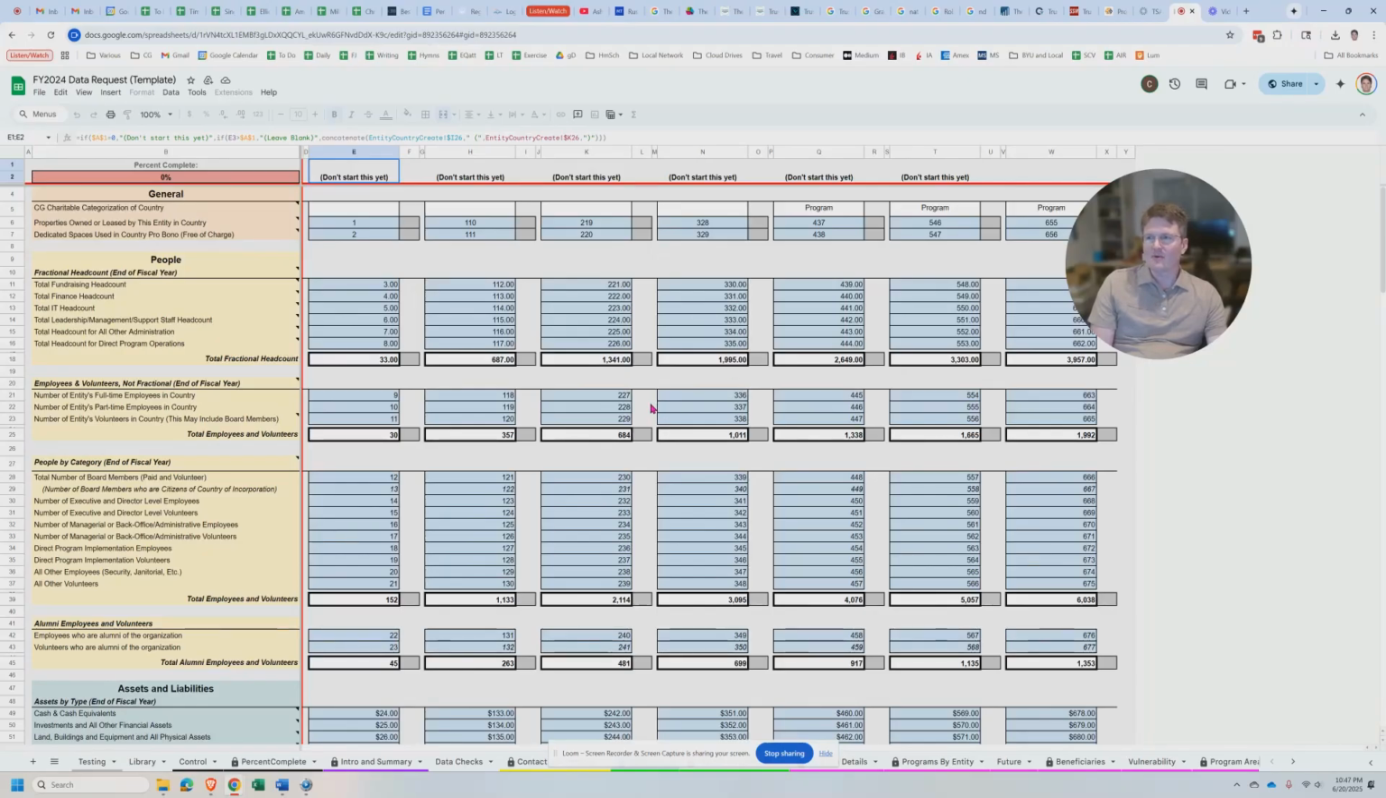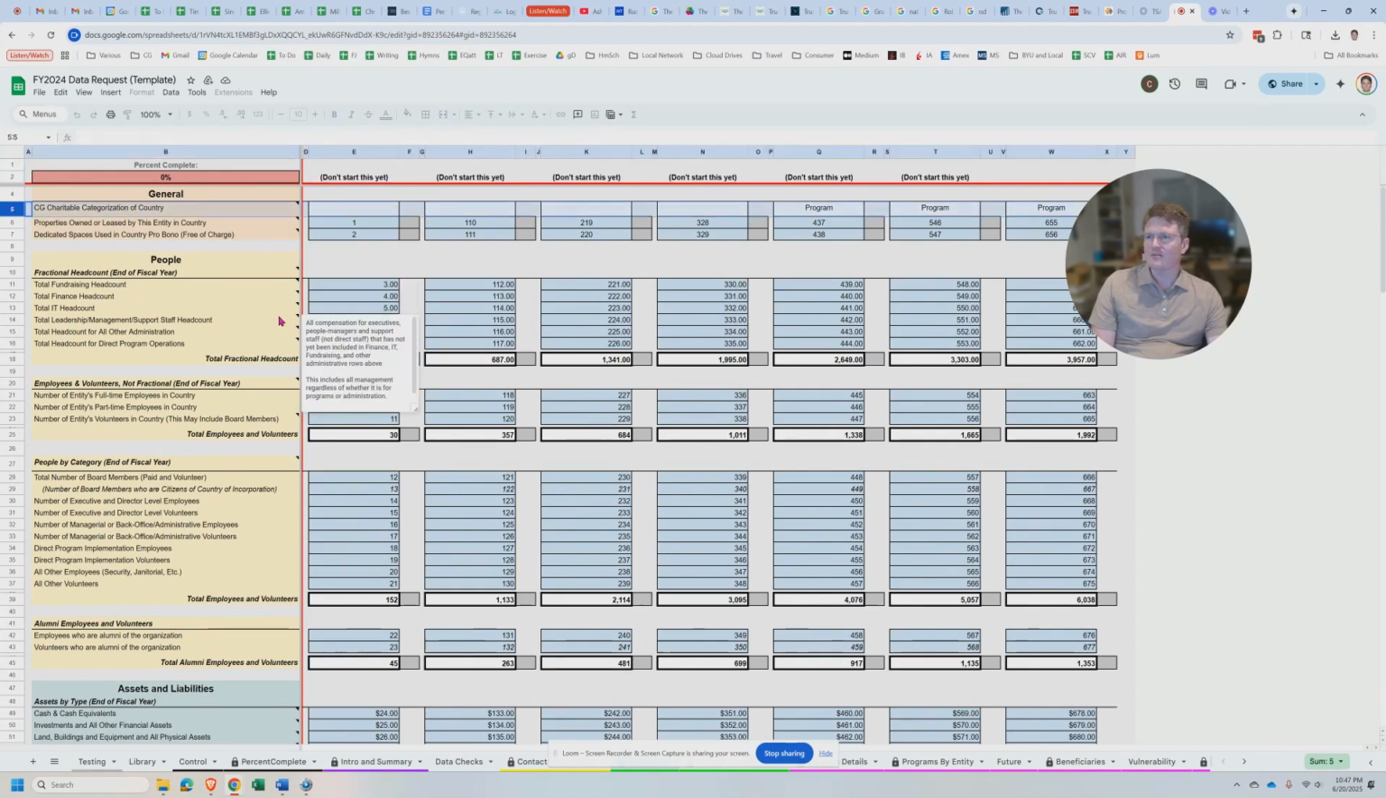The first thing that I want to draw your attention to is this categorization of each country. Once the tab is ready to go, there will be entities and countries listed in row number 2, and the categorization of those countries is going to be automatic, basically along the lines of countries that we consider to be developed versus countries that we consider to be developing.